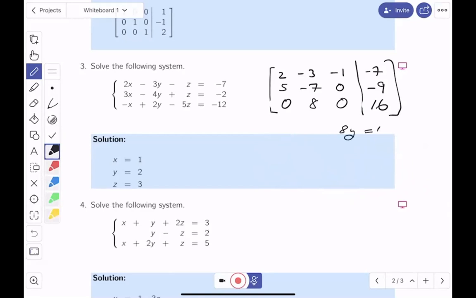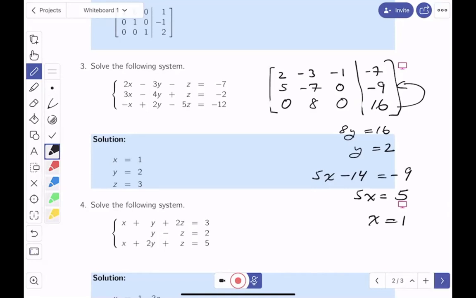8y is 16, which means y is equal to 2. I'm going to back substitute it here. What does it say? 5x minus 7 times 2 minus 14 is equal to minus 9. I'm going to add 14 to both sides, and you're going to get 5. What's x? x is going to equal 1.